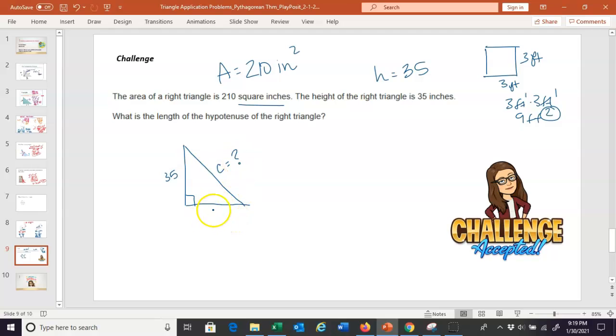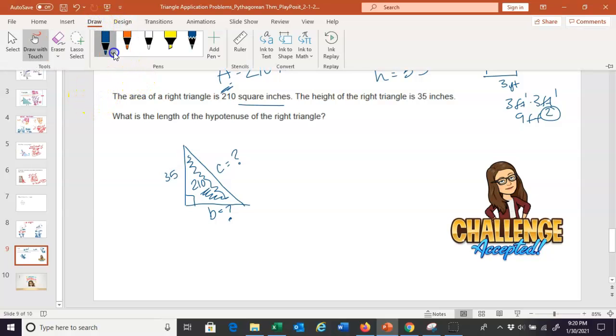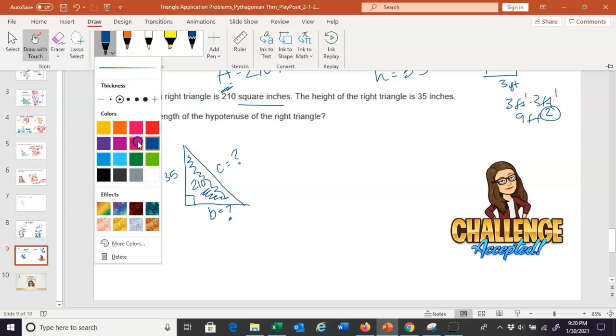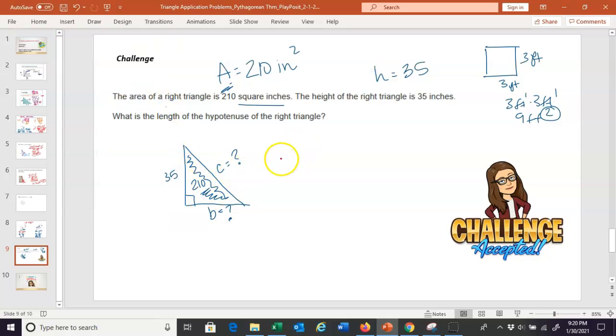We also don't know the base. Let's call it B. All we know is that the area is 210 on the inside. So what could we use? Since we know the area, let's use the area formula. You might say, they want the hypotenuse, so I'm going to use the Pythagorean theorem. I'm ready. But when you go to do that, watch.